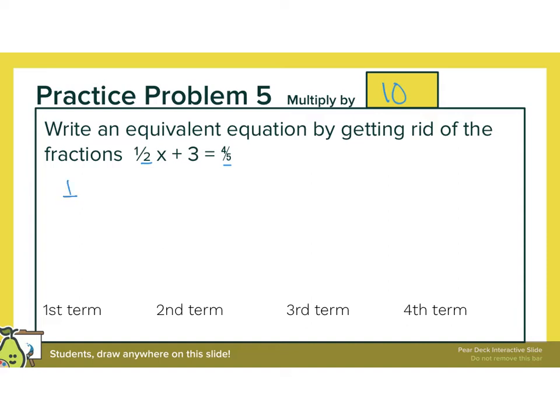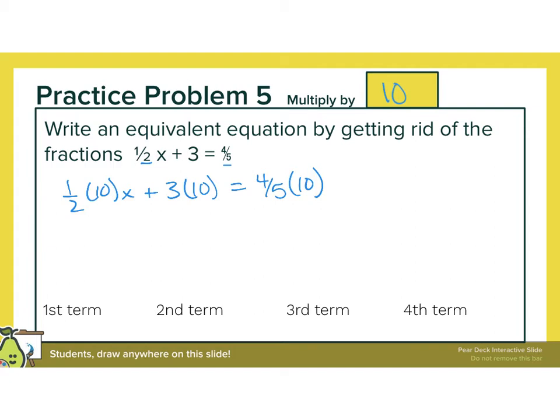So I'm going to do 1/2 times 10, and then don't forget the x, plus 3 times 10. Don't forget, even if it's not a fraction, everything gets multiplied. And then 4/5 times 10. If you want to write it as a fraction, do that. It's easier to see it that way.